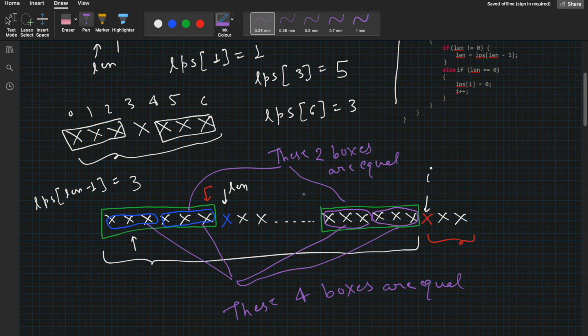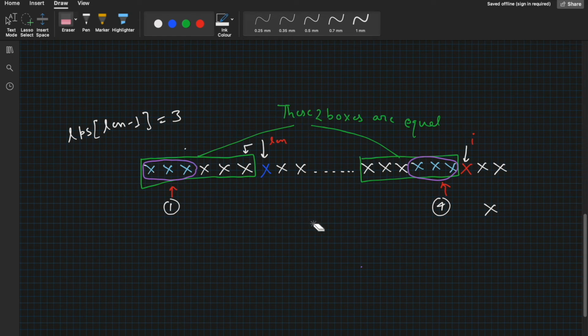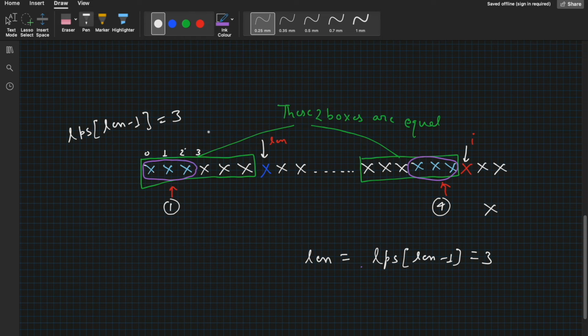Okay, so let me try to redraw this thing. Let me try to remove a few things from this figure. All these boxes are equal, so box 1, 2, 3, 4 are equal. Now let me remove box 2 and box 3. Box 1 and 4 are equal, right? I can remove this also, and this. What our code says is update length to LPS of length minus 1, which for our case is 3. So it's telling us to update the value of length and let it point back to LPS of length minus 1, which is 3. What is 3? This is 0, this is 1, this is 2, and this is 3. So now the new length points to this index, and I can remove length from here.